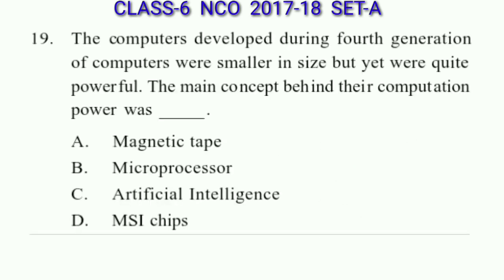Now question number 19. The computers developed during fourth generation of computers were smaller in size but yet were quite powerful. The main concept behind their computation power was dash. The answer will be option B, microprocessor.